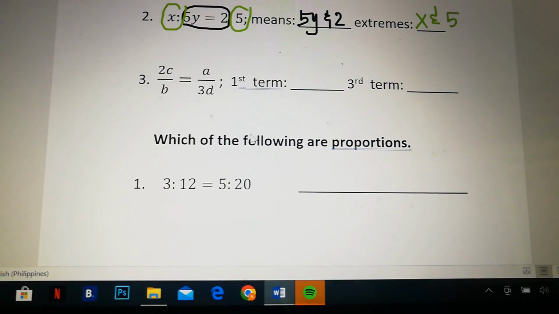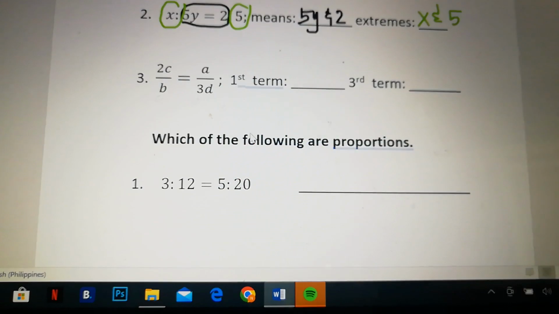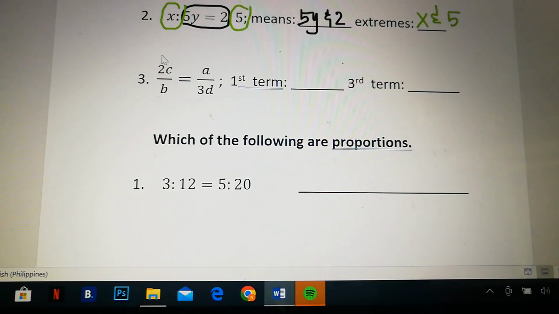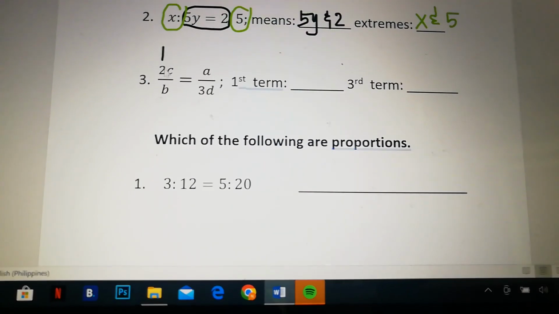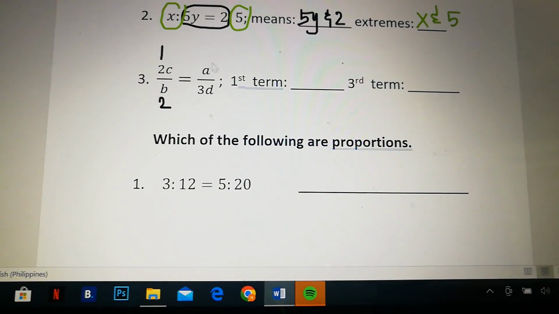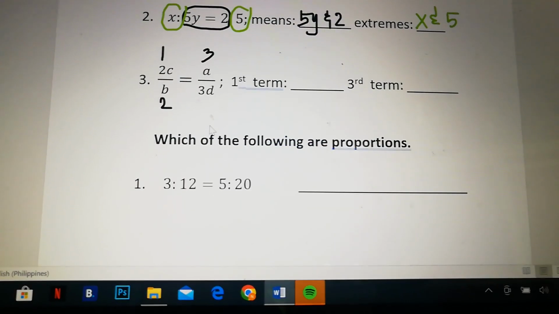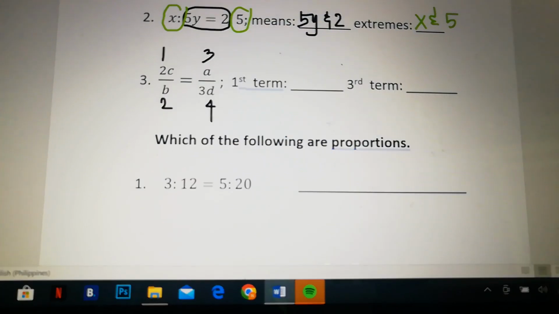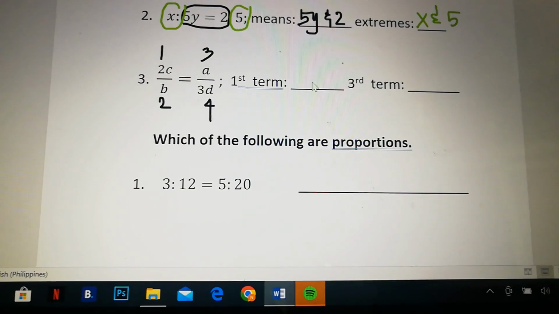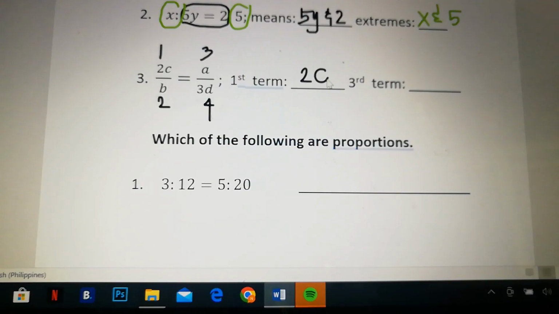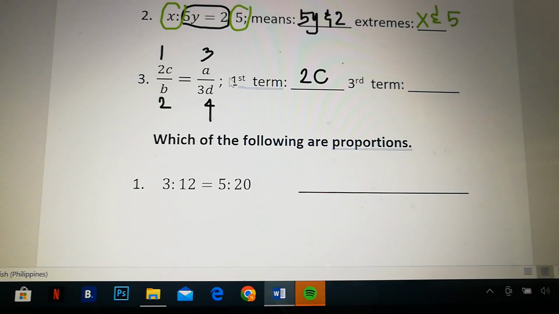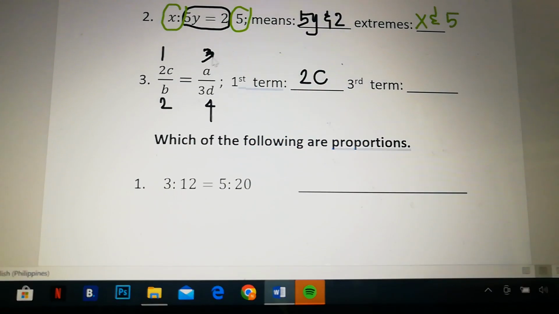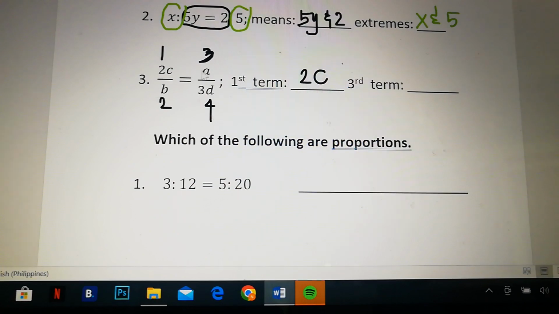Next number. What is the first term? This is your first term, the second term, the third, then the fourth term. So therefore, what is the first term? That is 2c. While your third term is the letter A. So this is the third term, A.